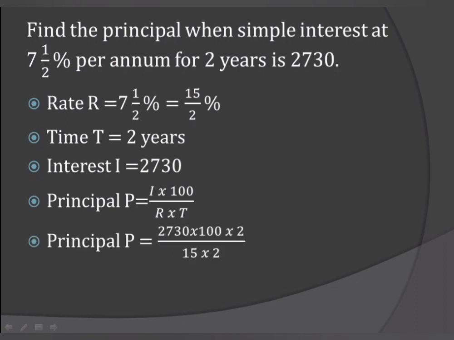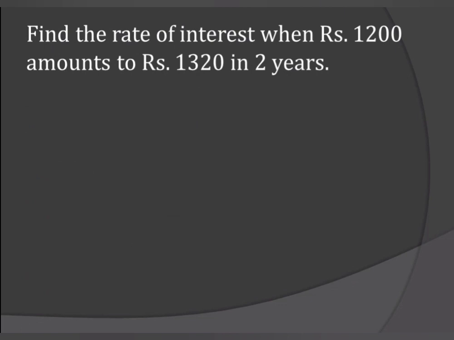So principal formula is interest into 100 upon rate into time. So I will substitute the values. Interest is 2730 into 100. Rate is your 15 by 2. So 15 is here and 2 goes on the top, and time is 2 years. Now what I can do, 2 cancels out, and solving this, I will get 18,200. So this is our required principal. Now we move on to next question.